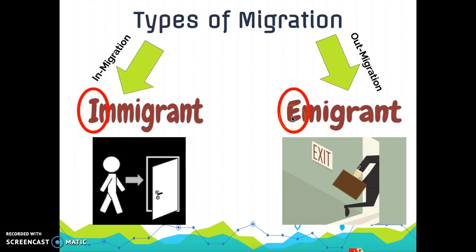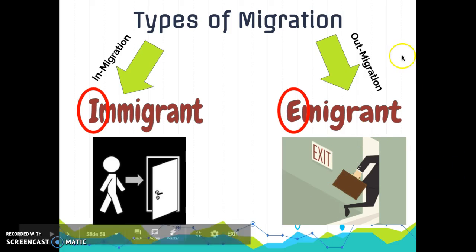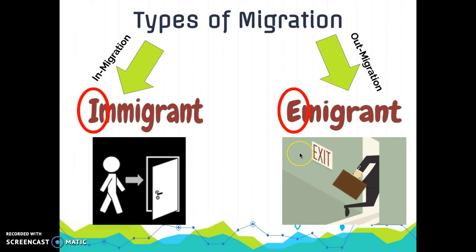Whereas emigrants, which is really hard to tell apart verbally, an emigrant is someone who is leaving a country, who is moving out. Sometimes that's called out-migration.